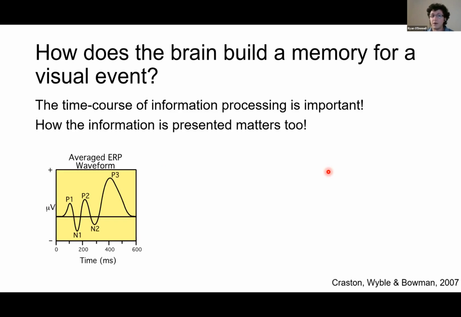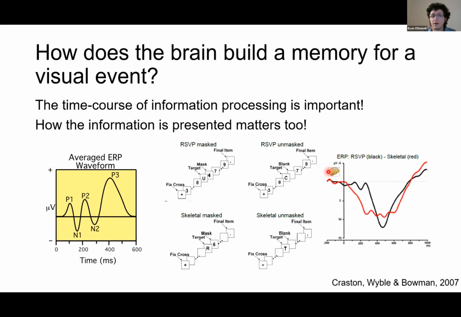However, we also know that the way information is presented can matter as well. For example, if a target is presented in a rapid serial visual presentation format such that it's masked by distractors, or presented in isolation in what we're calling a skeletal display, you can see that the time course of the P3 changes based on the format, where it's occurring faster in the skeletal display, presumably because there's less visual interference and a greater ease of selecting the target for later encoding.